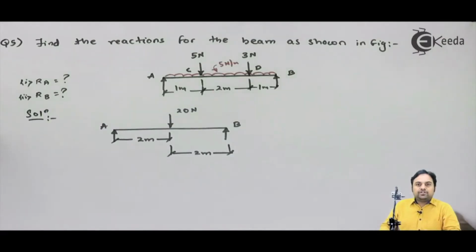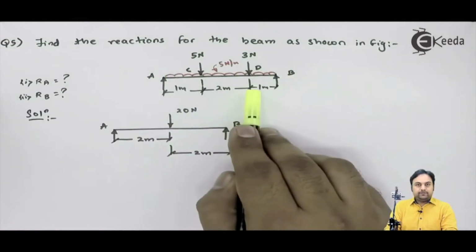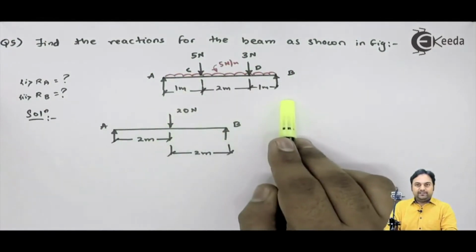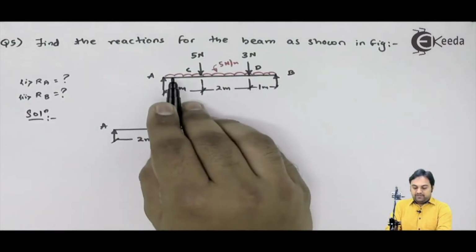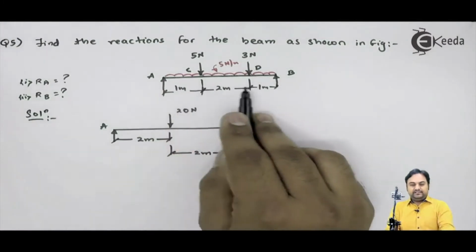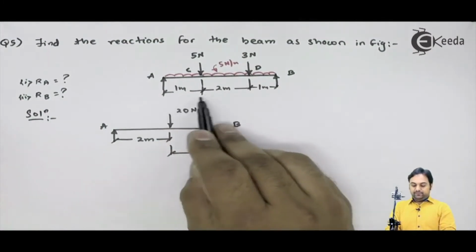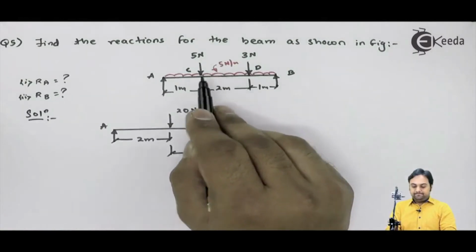Let us solve question number 5 on beam reactions. I will read the question. Find the reactions for the beam as shown in figure. Here a diagram is provided in which we have beam AB carrying UDL over its entire span, or you can say entire length. The length of the beam is 4 meter and UDL is 5 Newton per meter.